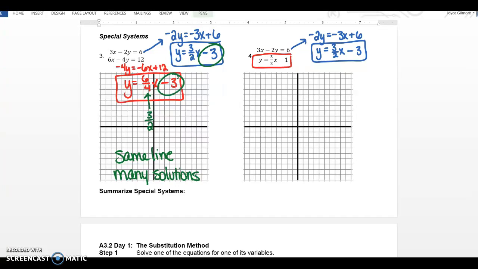Number 4, do you notice anything interesting about number 4? Same slope. They both have a slope of 3/2, but they have different y-intercepts. That means they are going to be parallel lines. Do parallel lines ever cross or meet? No, so there are no solutions. If you happened to get that on your graph, like plug it into the graphing calculator, you'd see those two lines never ever meeting and you'd know that it was no solutions.